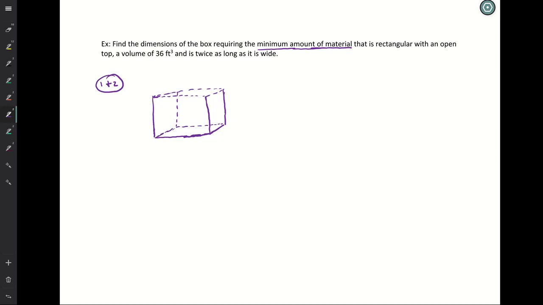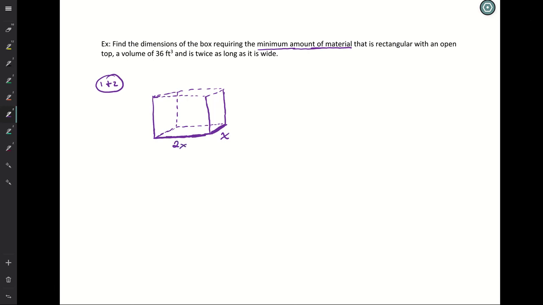It gives us some information about the volume, because it says the volume is 36 cubic feet. It also says it's twice as long as it is wide. So let's say that this down here is the width. We're going to label the side we don't know anything about as a variable. Let's call that x. If that's the case, then the length, which would be this front piece the way I have it drawn, would be twice that. So that would be 2x.